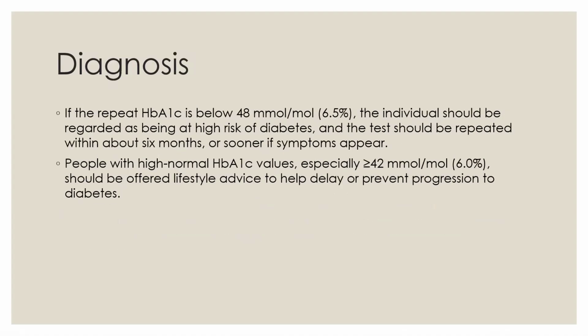If the repeat HbA1c is below 48 millimoles or 6.5%, this individual should be considered as being very high risk of diabetes. And the HbA1c test should be repeated within about 6 months, or if symptoms appear like polyuria and polydipsia, then you may consider repeating it a bit sooner. People with high normal HbA1c values, typically greater than or equal to 42 millimoles or 6.0%, should be offered lifestyle advice. So, advice on dietary changes, exercise, and aggressive weight loss to prevent progression to diabetes.